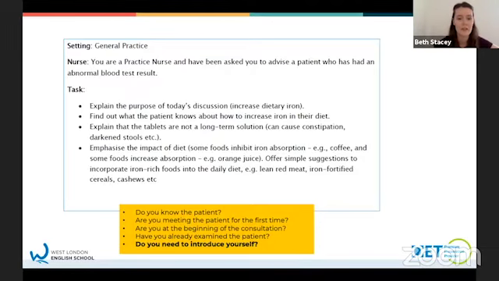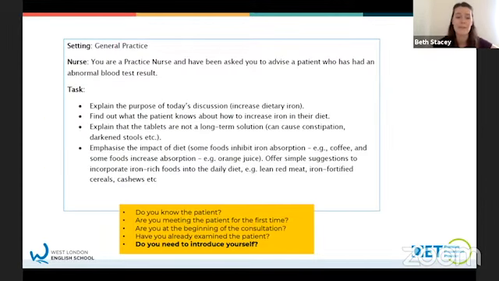Okay, so do you know the patients? Well, we can see that this is in a GP surgery and you are a practice nurse. So the chances are that you don't know the patient. You possibly would, but I would say you probably don't in this kind of situation. Again, because it doesn't say you're a practice nurse and you've been advised your patient. It's not about your patient, it's our patient. Are you meeting the patient for the first time? Probably yes. Are you at the beginning?